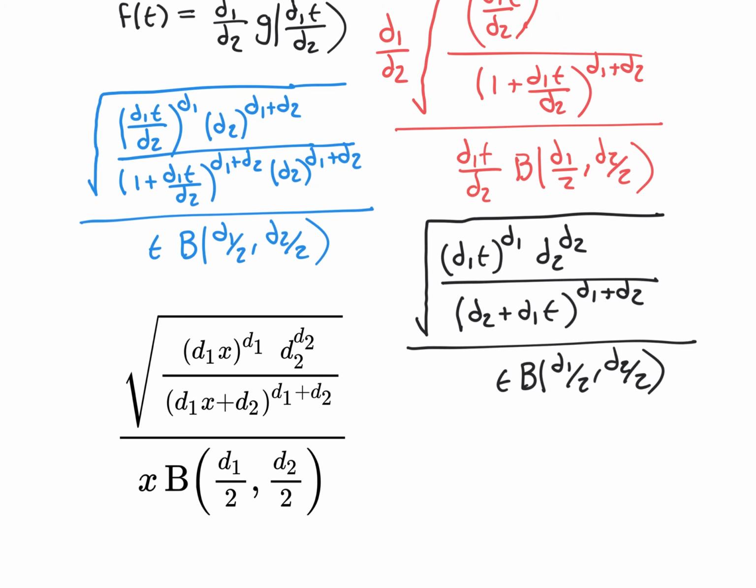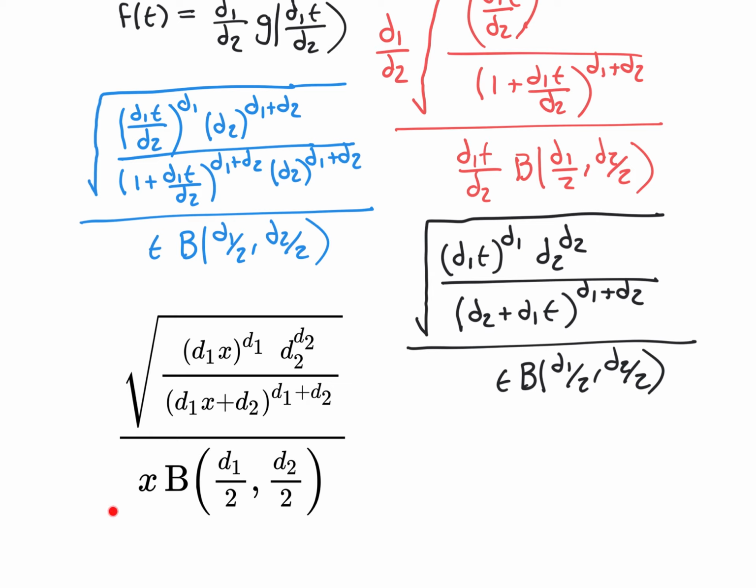So now if you make those cancellations, this d2 to the power of d1 here cancels with the d2 to the power of d1 here, so we just end up with d1 times t to the power of d1 times d2 to the power of d2, which is the bit of this that's left over. And then in the denominator of this thing in the square root, the d2 comes into this bracket because they're both to the power of d1 plus d2, and then cancels with that and multiplies by that, so you just get d2 plus d1t, all of that to the power of d1 plus d2, and then we've got that square rooted and then over t times beta of d1 over 2, d2 over 2.